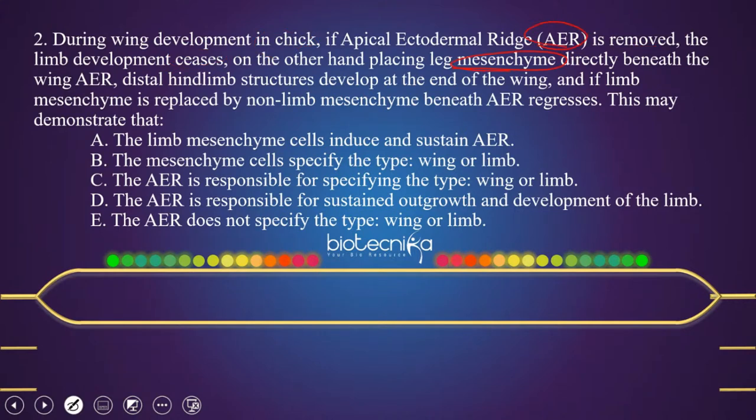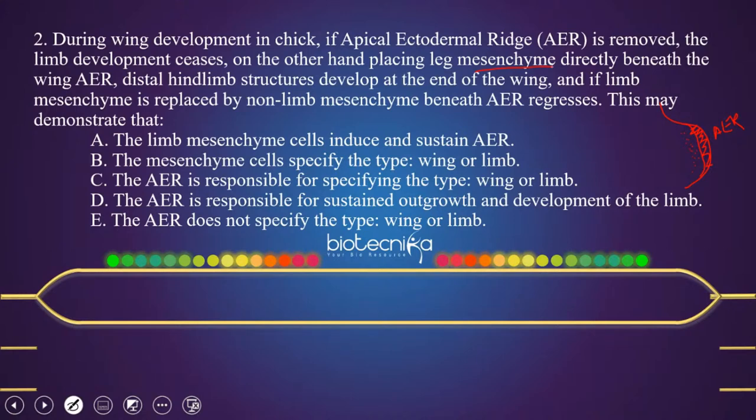So two terms are given over here: AER and mesenchyme. AER is present in the limb bud. A limb is the thing which will come out from the body, right? It will protrude and it will become a limb. At the point where it is coming out, there is a thickened tissue, and that thickened tissue is called AER. And just below the AER, you have some tissues. Those tissues are called mesenchyme.